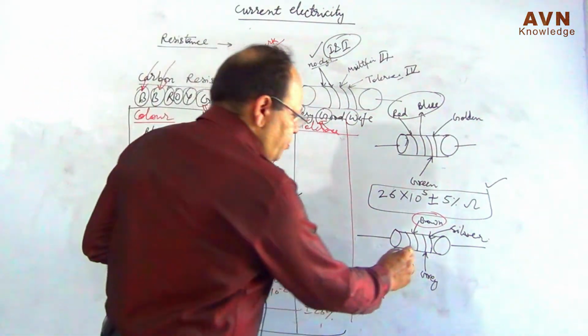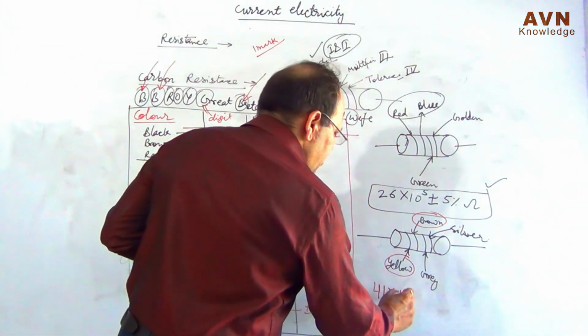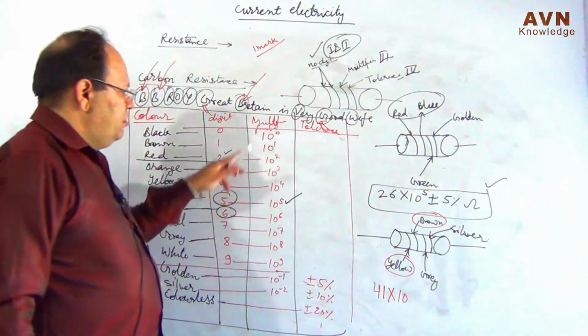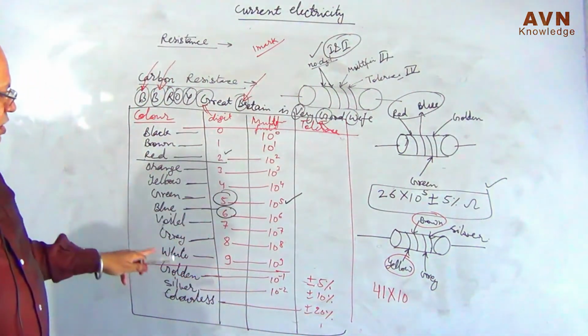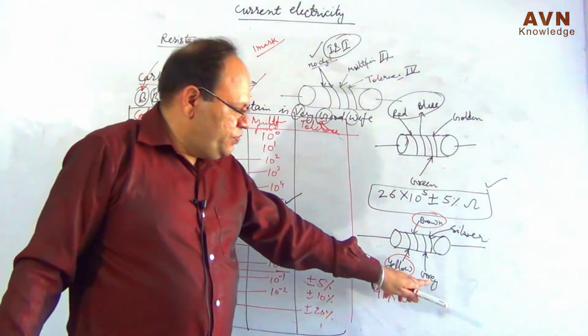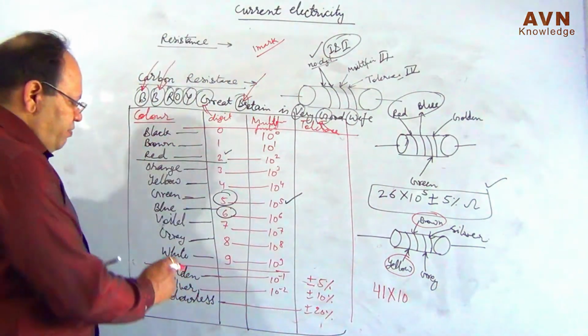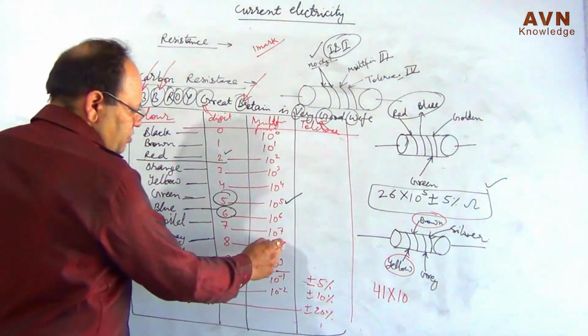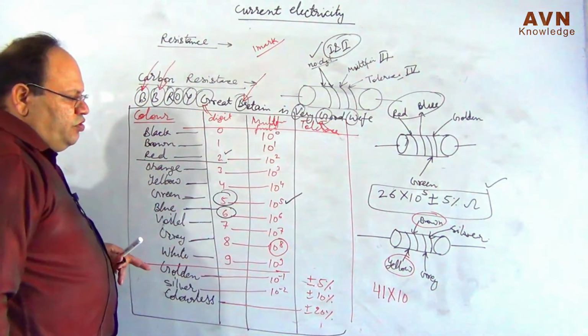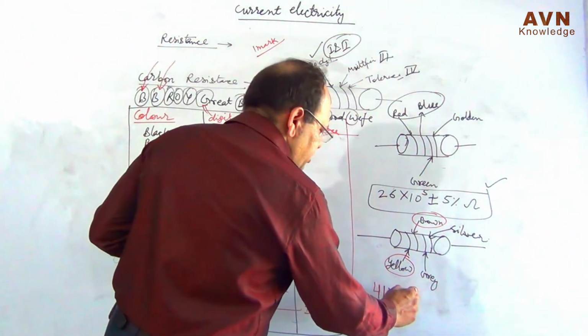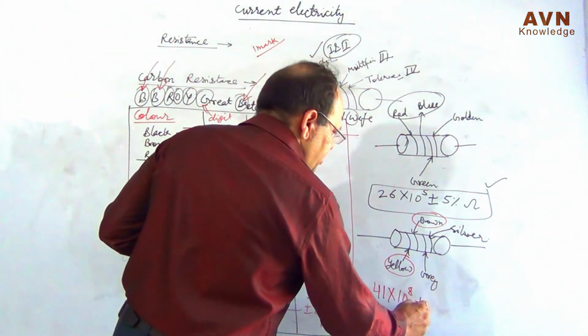Then the third strip is for the multiply factor, 10 raised to the power. What is the 10 raised to the power? For gray, the multiply factor is 10 raised to the power minus 8. So you can say 10 raised to the power minus 8.